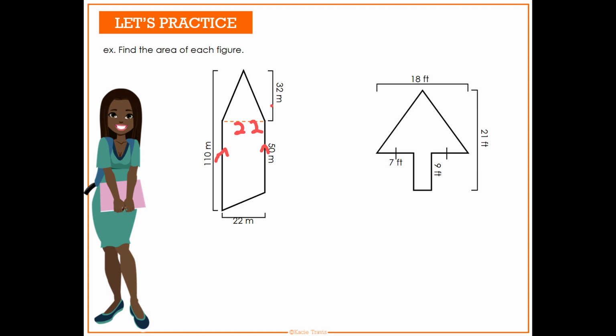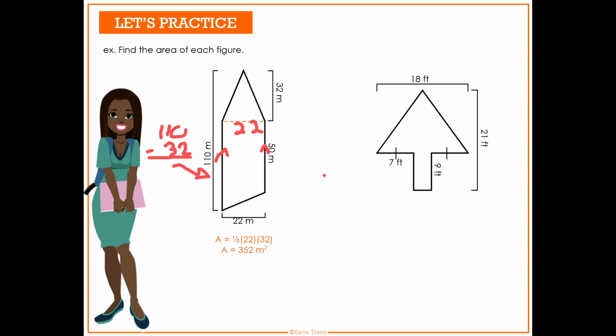So we're going to label this as 22 just to make sure we remember it. And if this whole space from here to here is 110, that means that when I cut off at this dotted line where it says 32, we just got to go through and have this be 110 minus 32.